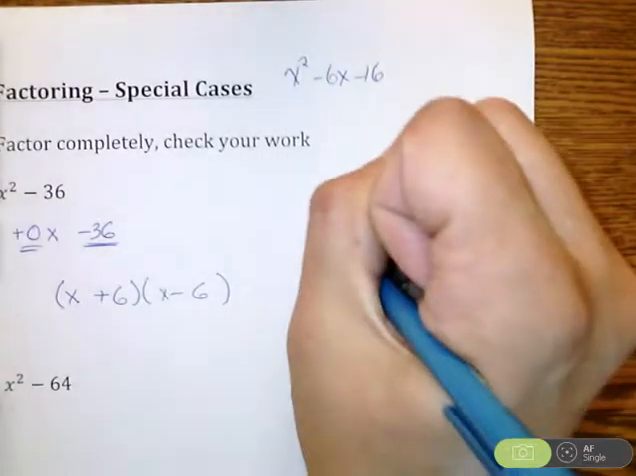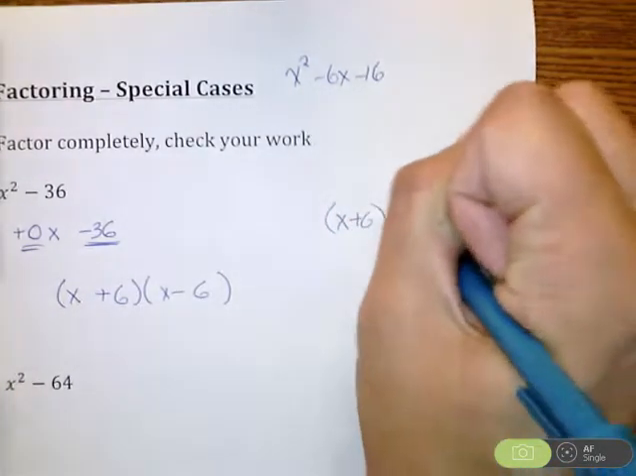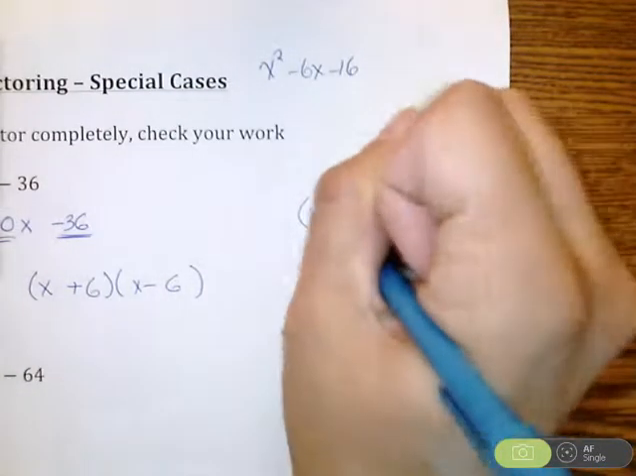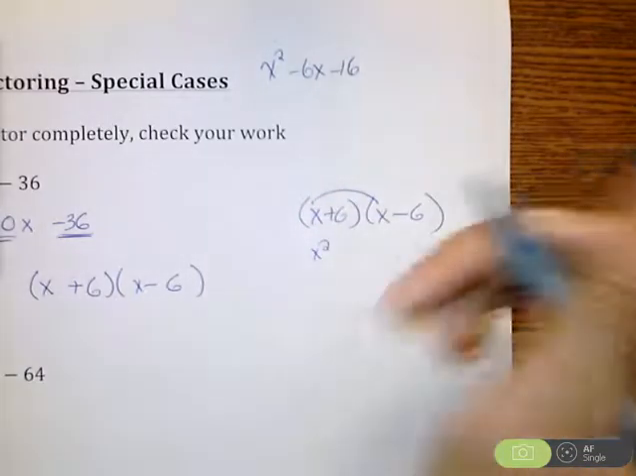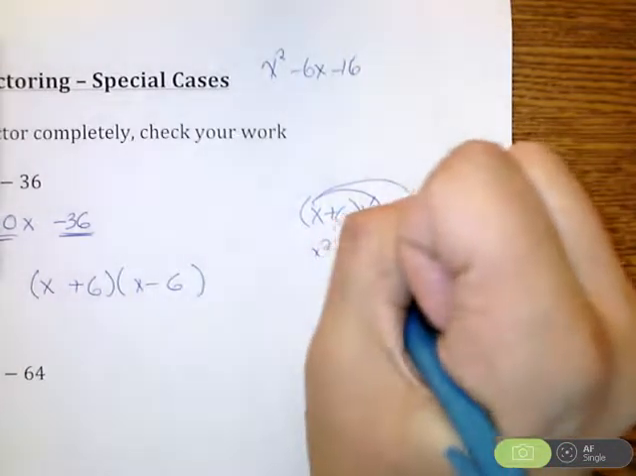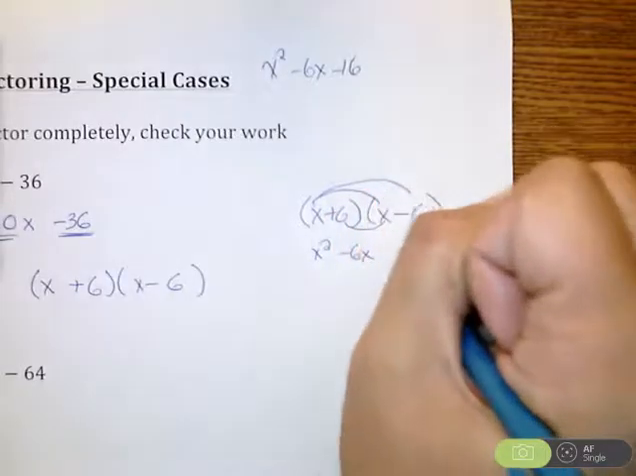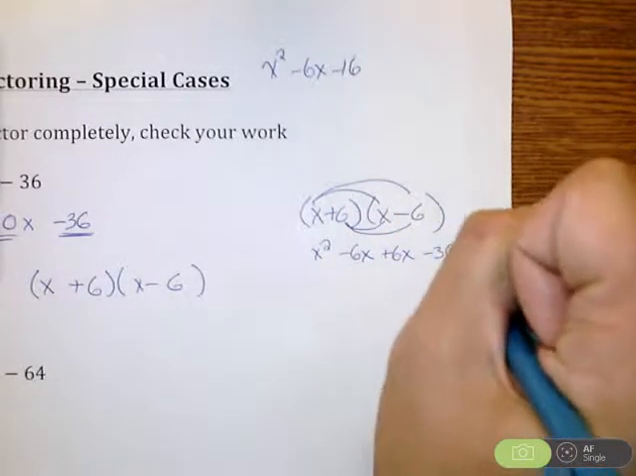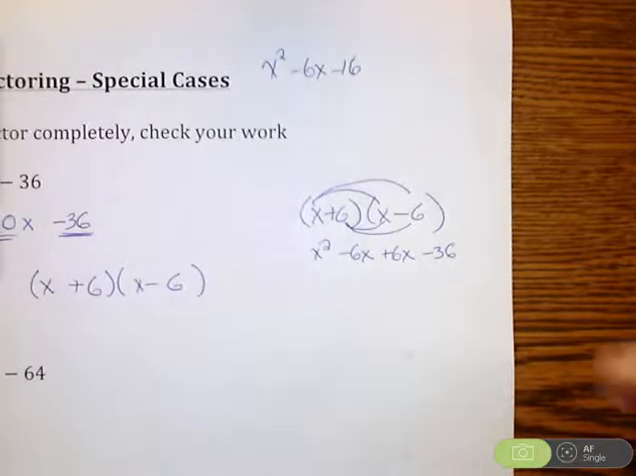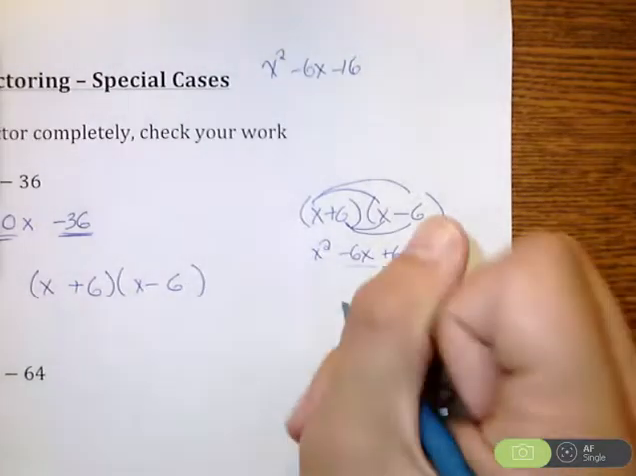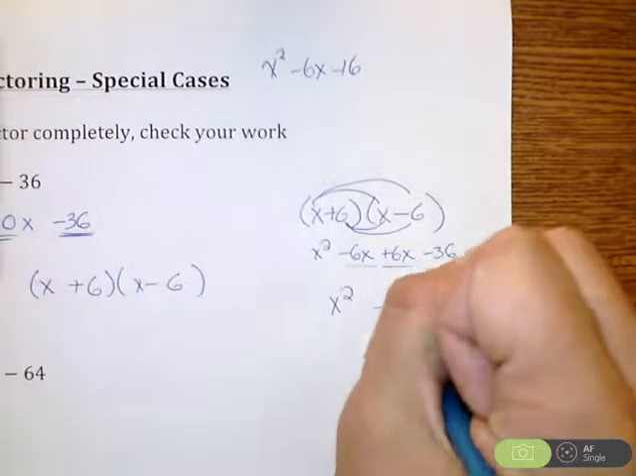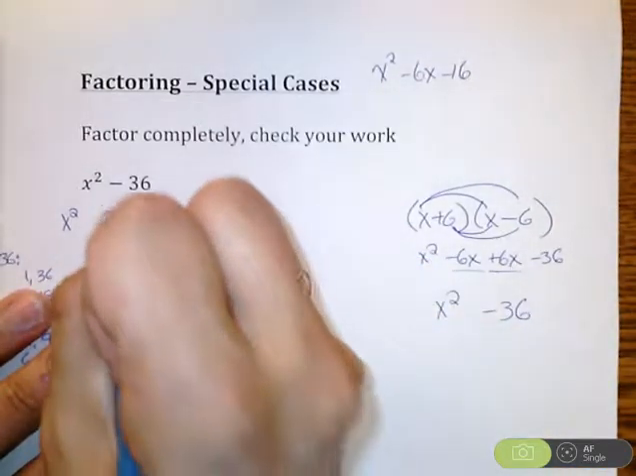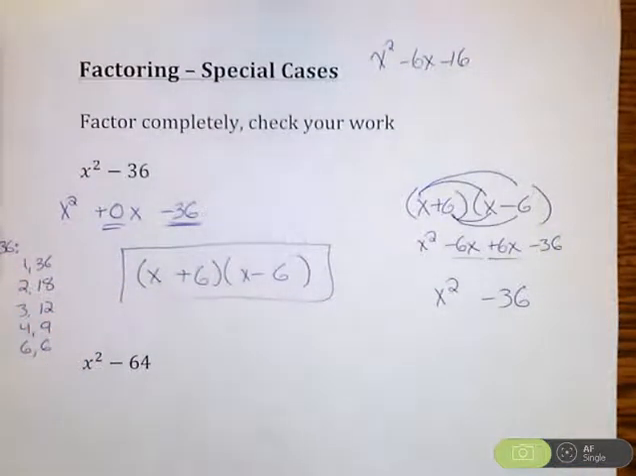So as always, before I box this up, let's make sure it works. x plus 6 and x minus 6. So x times x is x squared. x times negative 6 is negative 6x. 6 times x is 6x. 6 times negative 6 is negative 36. Combine like terms there, negative 6x plus 6x is 0, so I have x squared minus 36. Hey, that's what I wanted to get, so I can box up x plus 6, x minus 6.